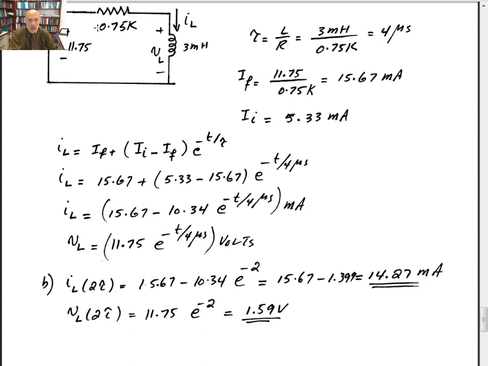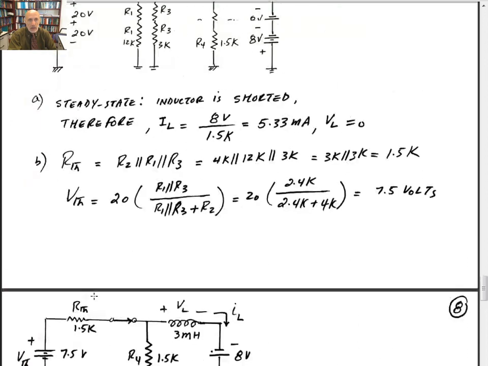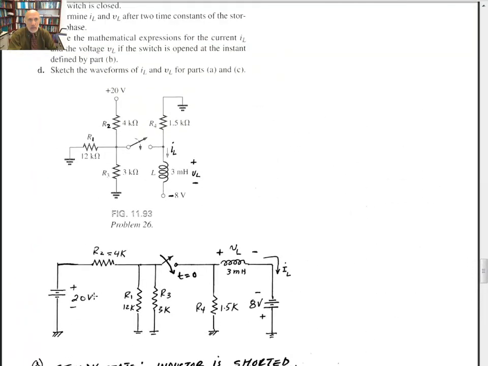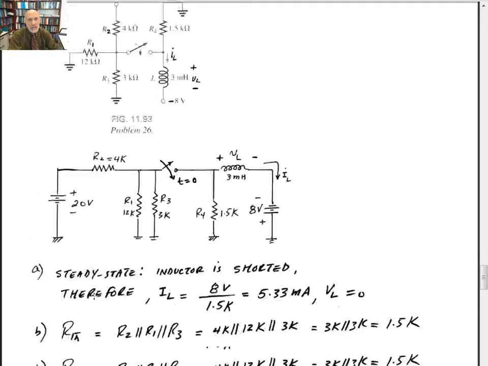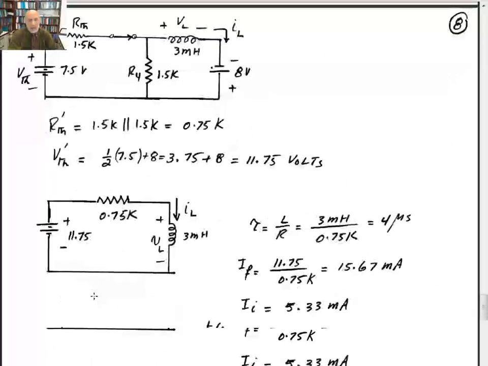The voltage across the inductor will simply be equal to 11.75 volts e to the minus t divided by 4 microseconds. And see, part C of the problem. This is catch the waveform I of L and V sub L.